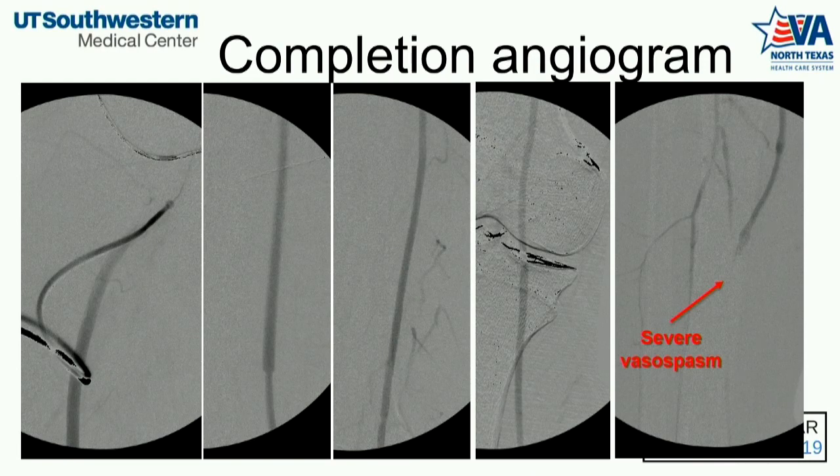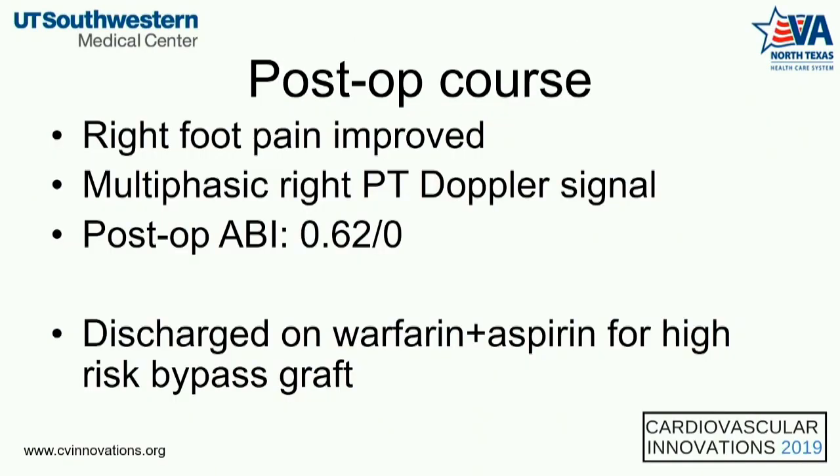This angiogram caused a fair amount of angst. We gave him some nitro, injected some papaverine, and waited for a long time. And in the end, he had a palpable pulse. So we took him to the ICU, and his right foot pain improved. He had multiphasic signals in his PT. He had a DP signal, which he definitely didn't have before.